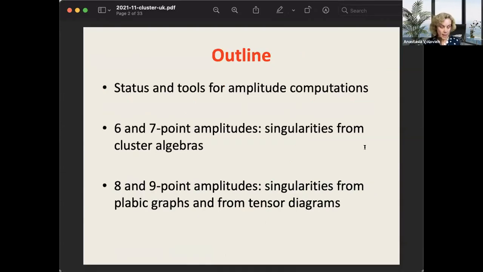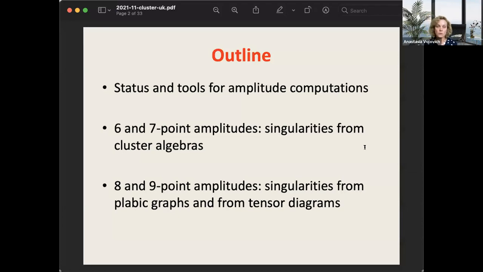So here is the outline of my talk. So what I will start with, I will overview the status and tools for amplitudes computation. So this will be some physics results. I'll present some of the notations as needed, but basically I'll focus on this physics results of the set of known singularities. So you'll take it as a given. So I'll just show you some lists.